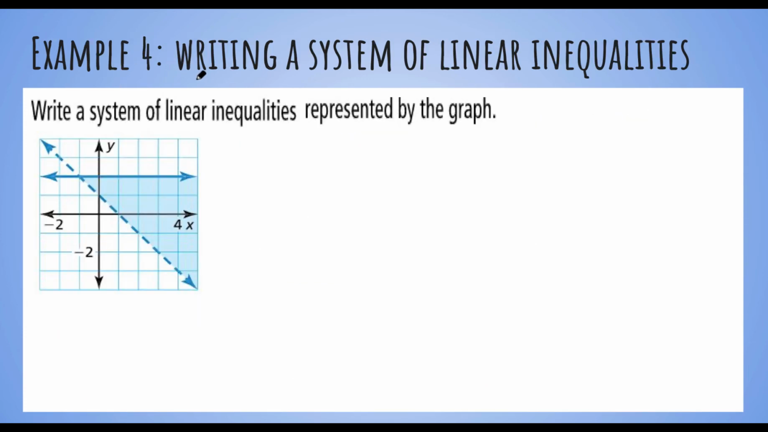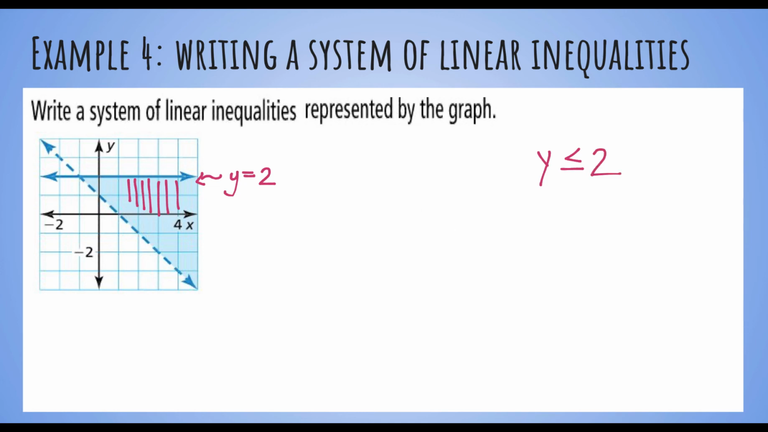Okay, in our fourth example, we're writing a system based off of a graph. So we're working backwards. So let's start here with this boundary line. This boundary line is occurring at, we can see 2 units up on our y, so this boundary line occurs at y equals 2. And we can see that we're shading the area for the solution below this boundary line. So we know our first inequality is going to be y is less than or equal to 2.